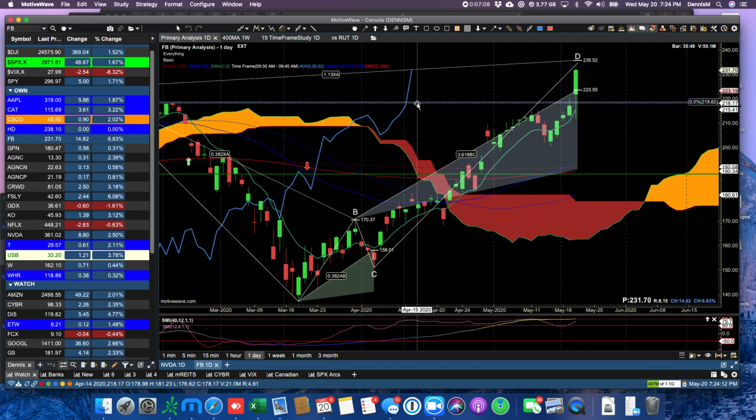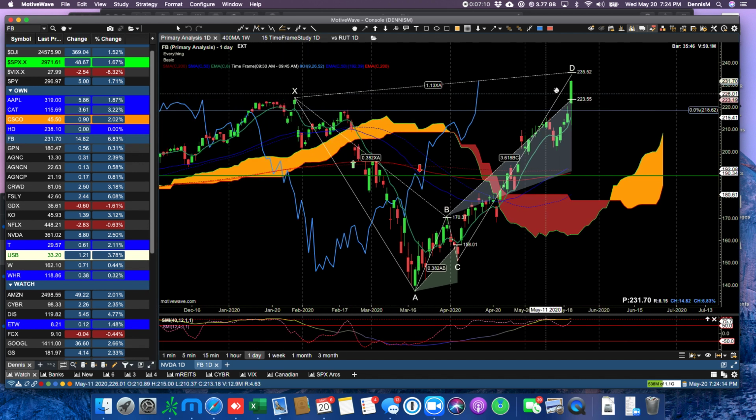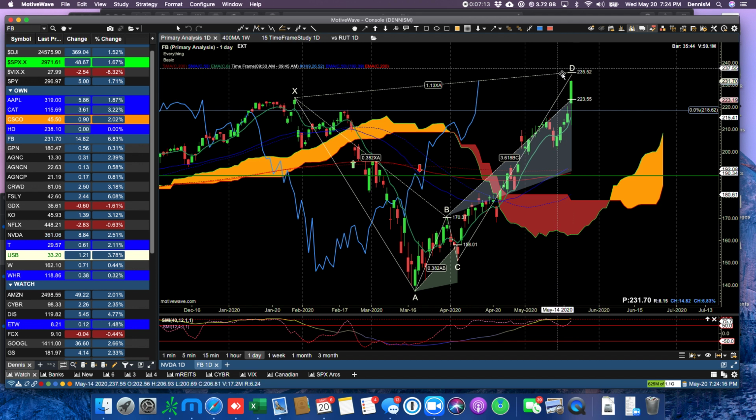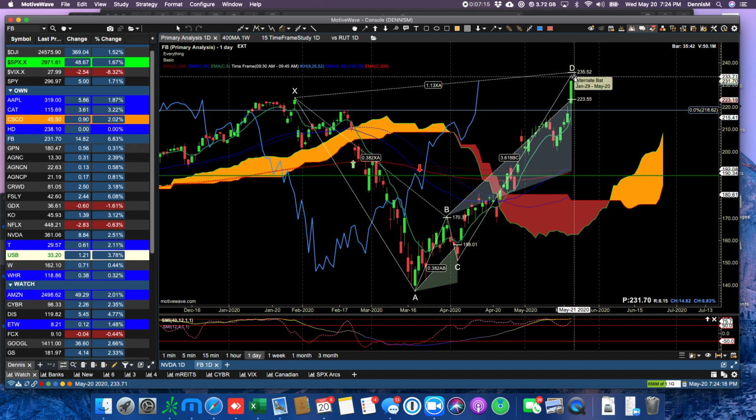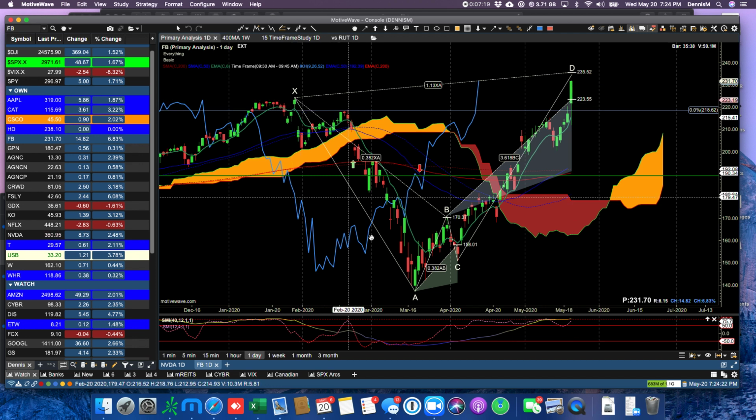Facebook, all-time high. Look at that. Here's its Gartley pattern, and it's certainly heading to break the second target of the Gartley pattern, which would be a 13% increase over the X and A downwave.